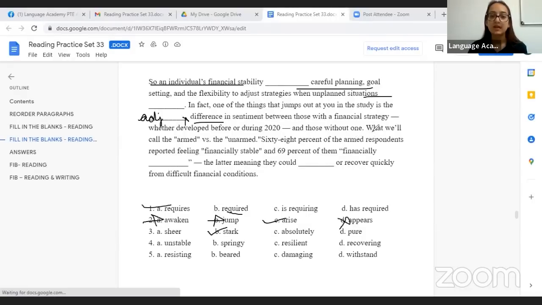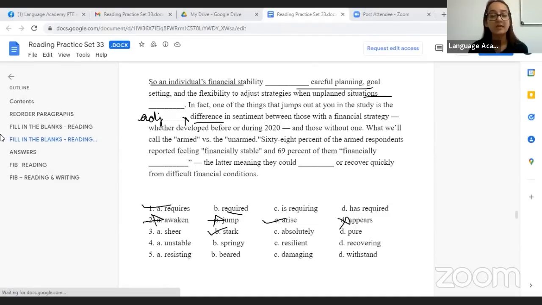And then they say what we will call the armed versus the unarmed. 68% of the armed respondents reported feeling financially stable, and 69% of them financially dash. Those who have written unstable, try changing your methods and your habits, because if you are so rigid with your approaches, it is going to take very long for you to score.